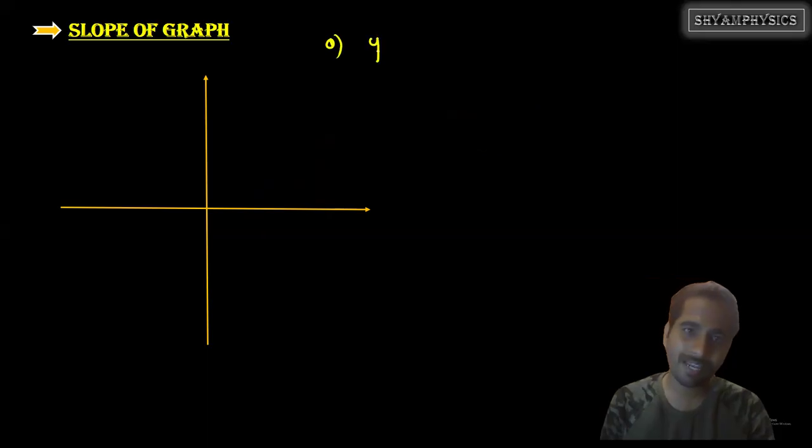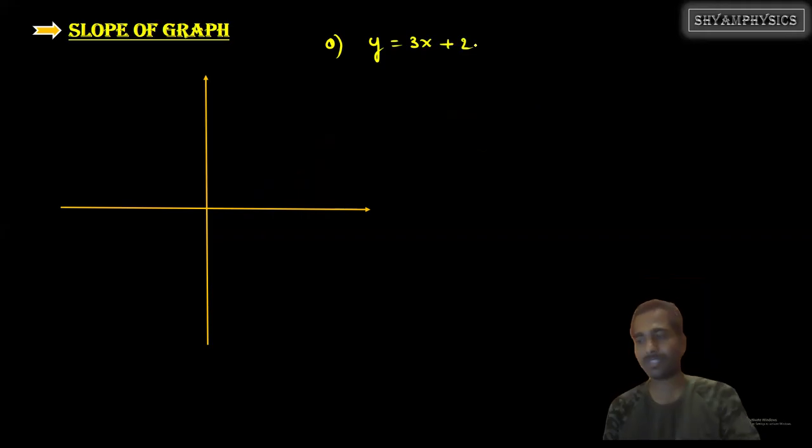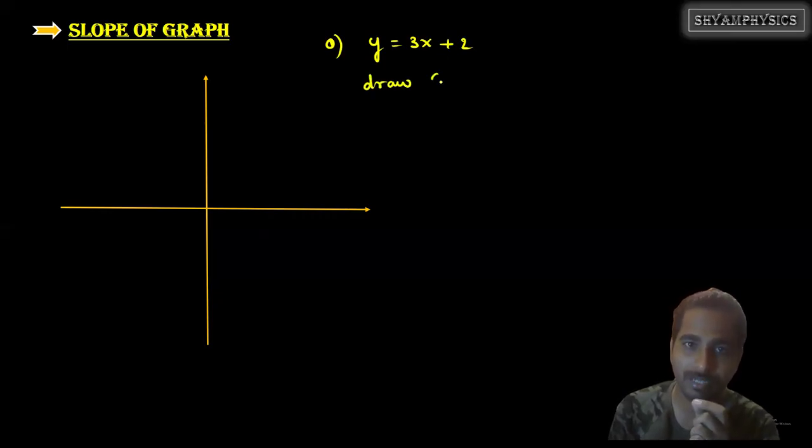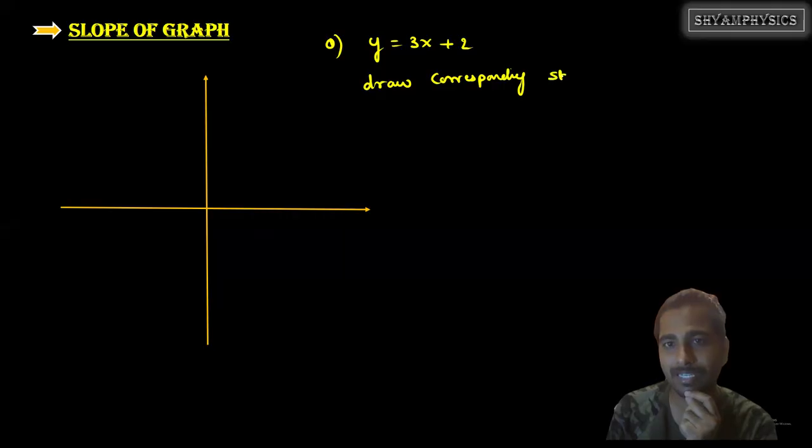Y is equal to 3x plus 2. Draw the corresponding graph for this equation. What do we need to draw? Draw here the corresponding straight line. Okay, how to draw the corresponding straight line?